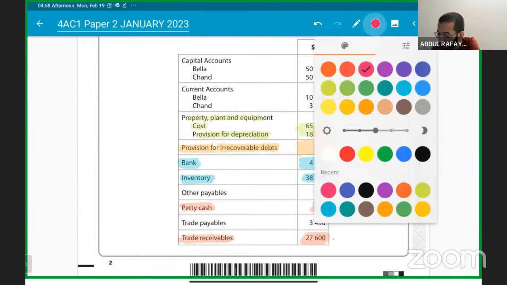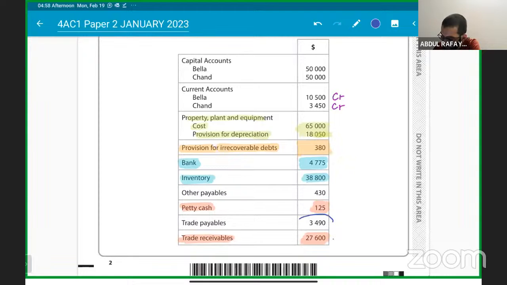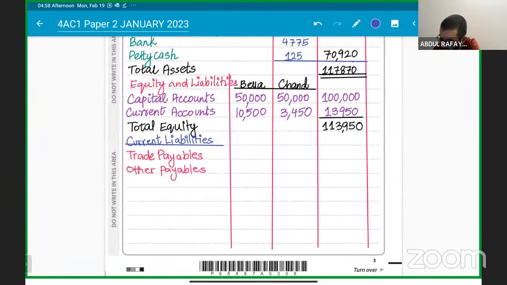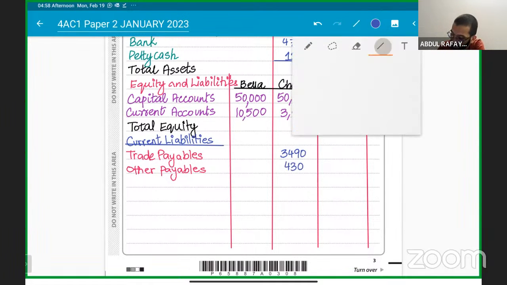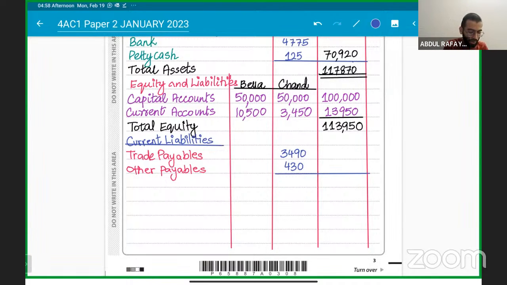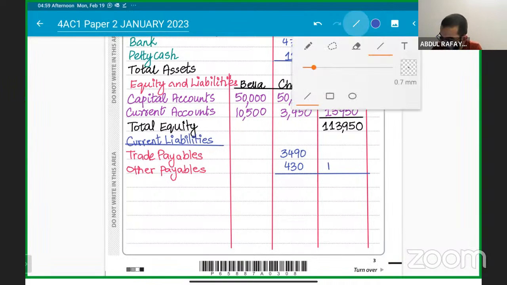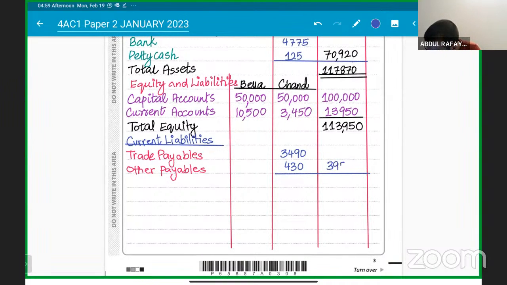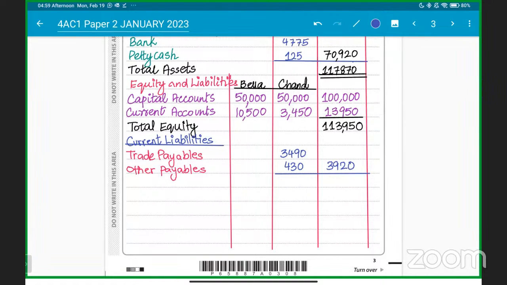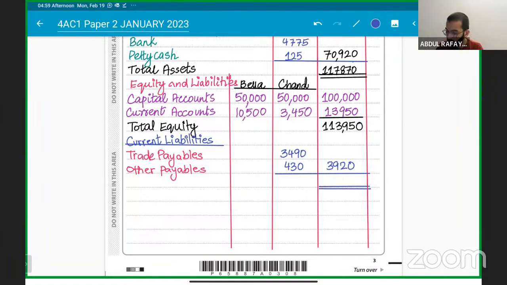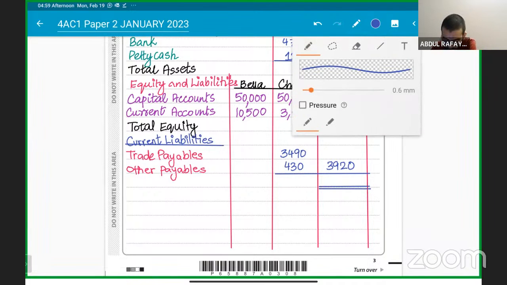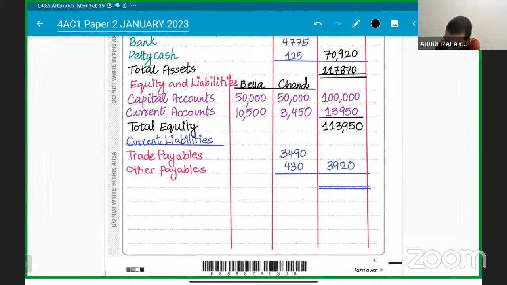So we have trade payables and other payables, that is basically 3,490 and 430. We add all of them, so it will be 3,490 plus 430. That is basically 3,920. Understood? Just add all of them and you will get total equities and liabilities. This will be equal to the same thing. Getting that clear? So it will be total equity and liability. When you add them, it will balance off and we will get all 12 marks.